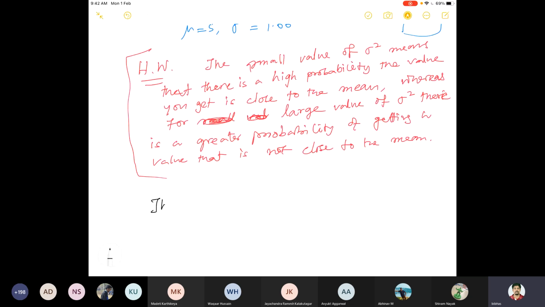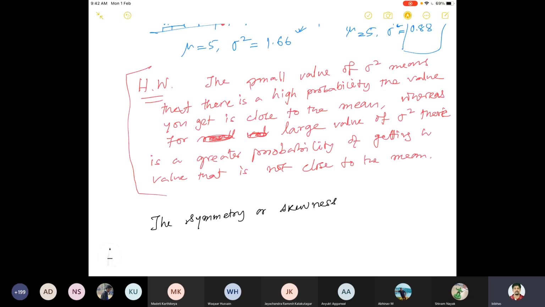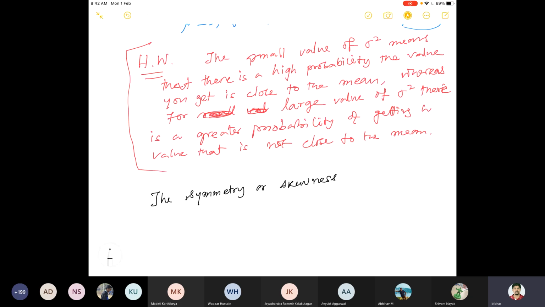So the symmetry, whether the PDF is symmetric about some point or not. If you want to measure that, like the variance is the second moment about the mean, if you consider the third moment about the mean, then it measures symmetry. So every moment has its meaning, symmetry or skewness. Earlier it was whether the probability of getting a value close to the mean is high or not. So here it measures the symmetry or skewness of the distribution.